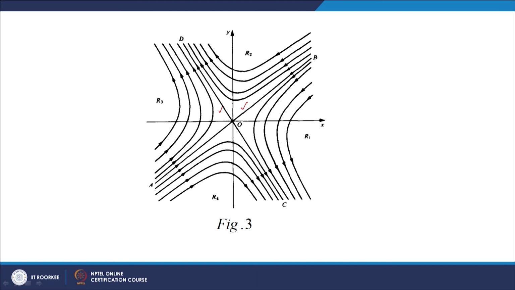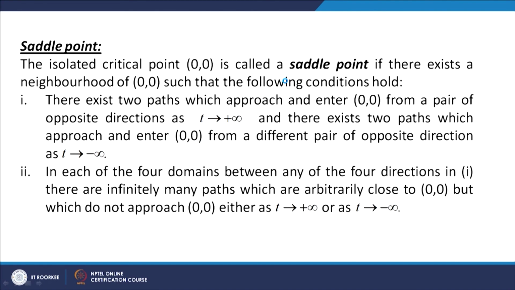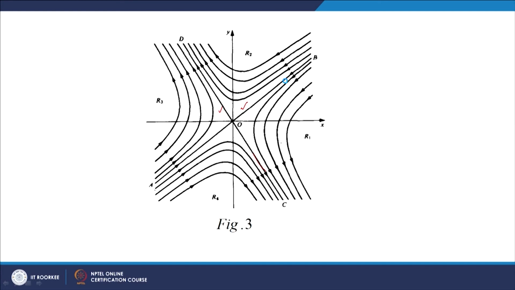Here you can see the direction is this direction, this direction. So there exist two paths which approach and enter 0 0 from a pair of opposite directions as t goes to plus infinity, like this, and there are two paths which approach and enter 0 0 in the opposite directions as t goes to minus infinity.